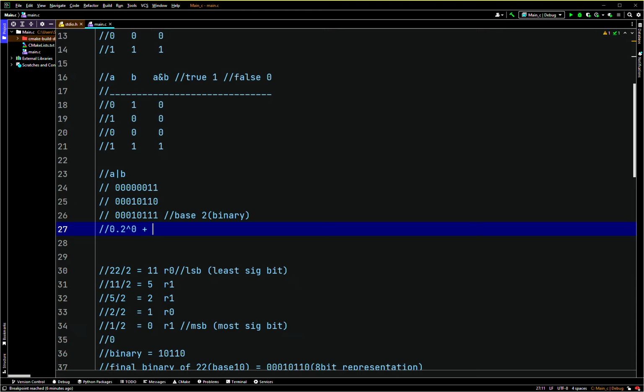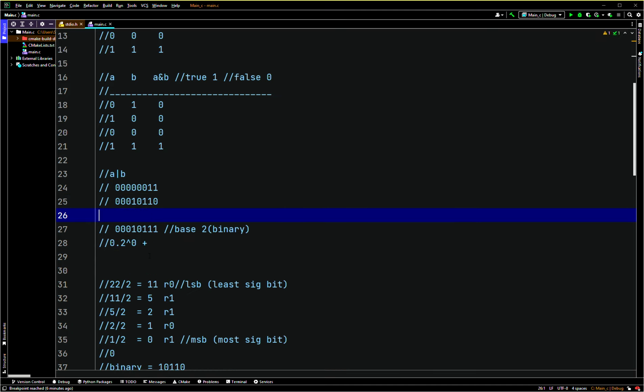Then we're going to have 0 times 2 to the power of 0 plus, that's wrong, apologize. So let's space that out here. So we have 1 times 2 to the power of 0, plus 1 times 2 to the power of 1, plus 1 times 2 to the power of 2, plus 0 times 2 to the power of 3, plus 1 times 2 to the power of 4. So that should be correct.